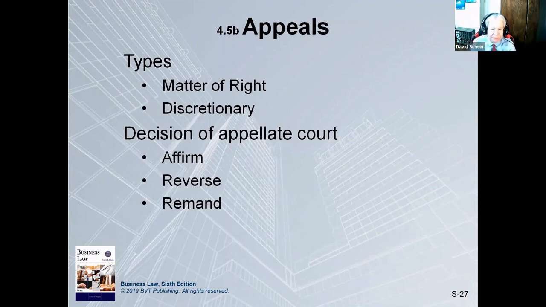The appellate courts have a variety of weapons in their quiver. They can affirm, they can reverse the prior court's decision, or they can remand. Usually, if the appellate court sends a case back to trial court on a remand, they give them instructions. They say, well, here's what we think you did wrong the first time, fix it this time.